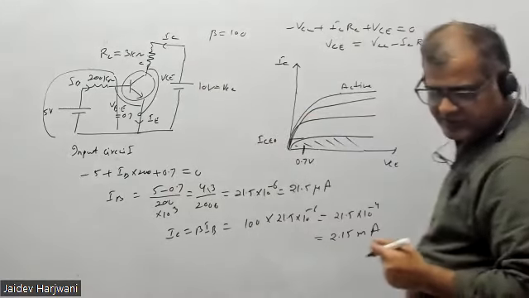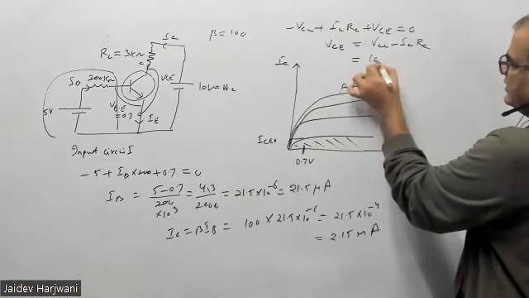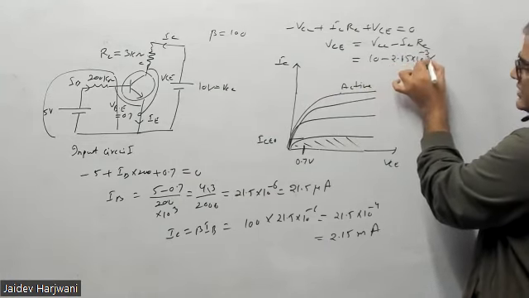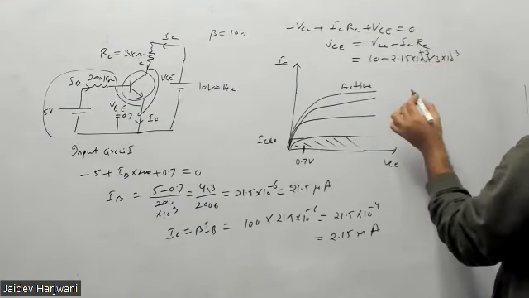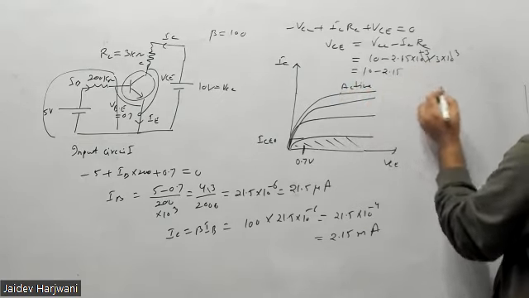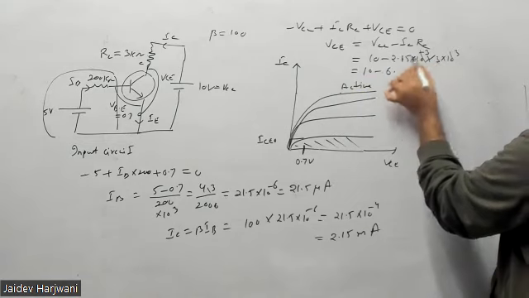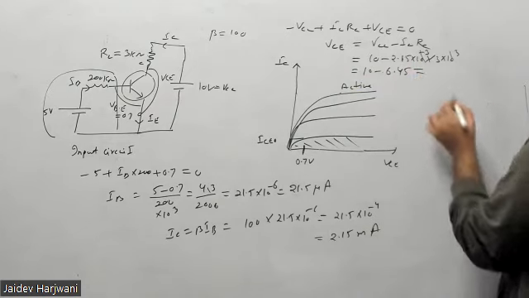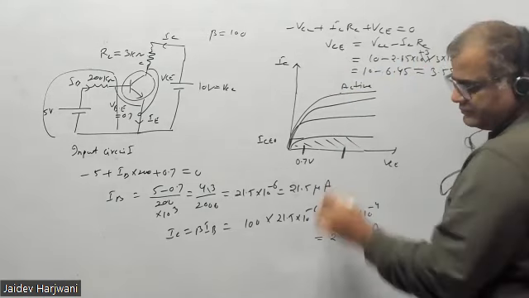So always you have to write two equations, for output and input. Now VCC is given 10, IC you know 2.15 milliampere, and RC is given 3 kilo ohm. So this cancels out. So you got 10 minus 2.15 times 3. How much is coming? Tell me. 3.55 volt. That means this is somewhere here.